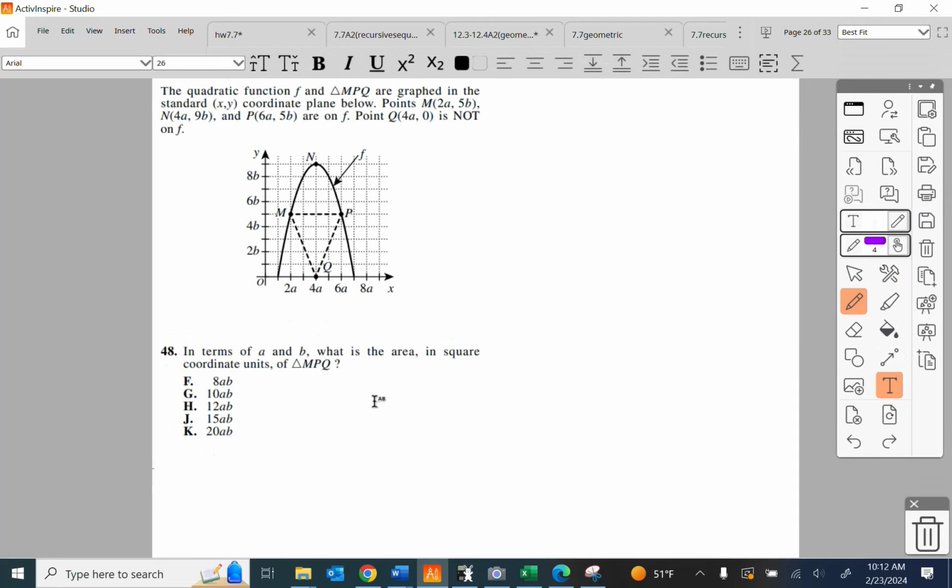So I know that the area of a triangle is 1/2 base times height. So it's going to be 1/2 the base, and this is the base. The base extends from 2a to 6a. 6a minus 2a is 4a. And the height goes from 0 to 5b. So the height is just 5b. Now half of 4 is 2. 2 times 5 is 10. 10ab. Choice G.